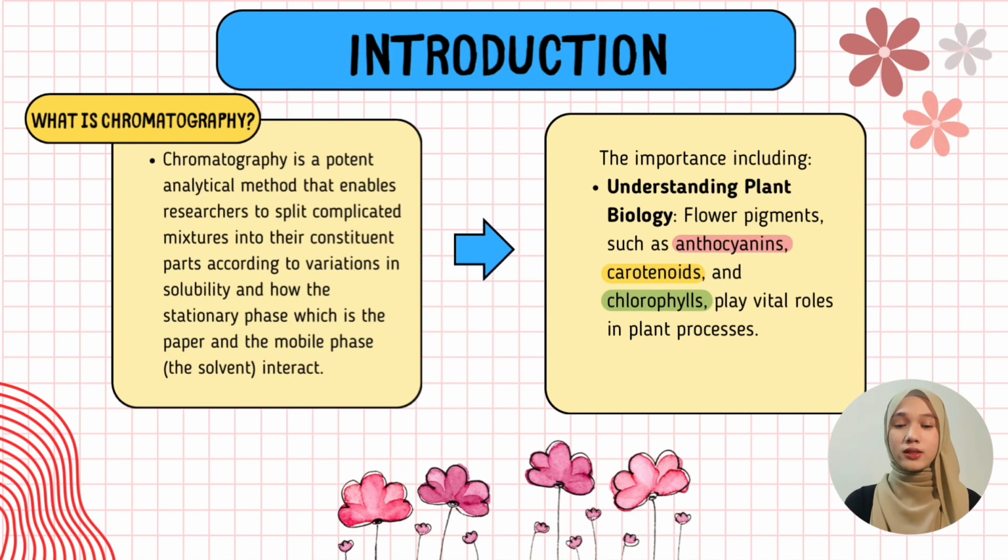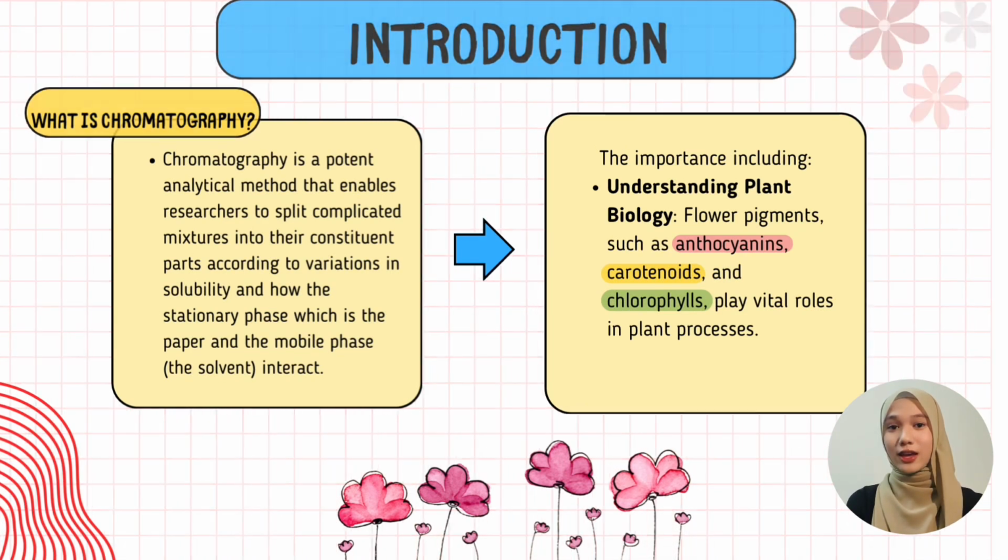Also, the importance includes understanding plant biology. For example, flower pigments such as anthocyanins, carotenoids, and the chlorophylls play vital roles in plant processes. Overall, chromatography is widely used in laboratories for analyzing substances in fields like chemistry, biology, and environmental science.